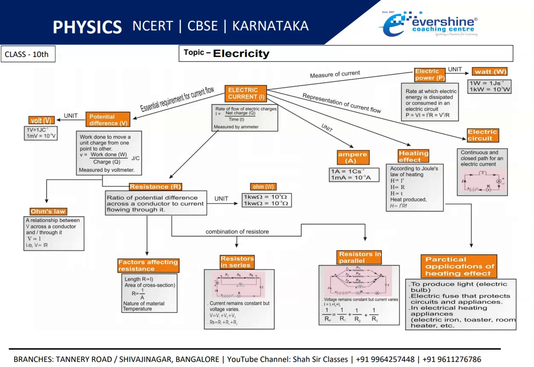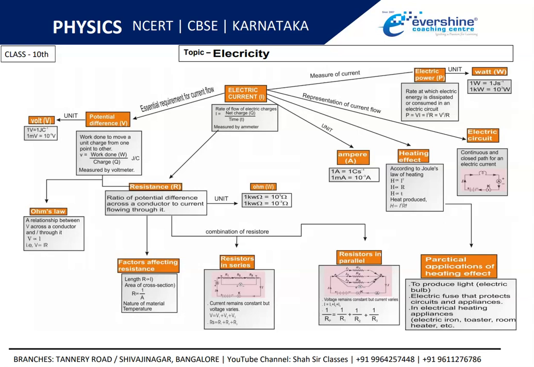Next, what is electric current? Electric current is nothing but the rate of flow of electric charges. Electric current is denoted with the symbol I. I is nothing but charge upon time, the net charge, that is denoted by Q, upon time T. We measure current by a device called ammeter.